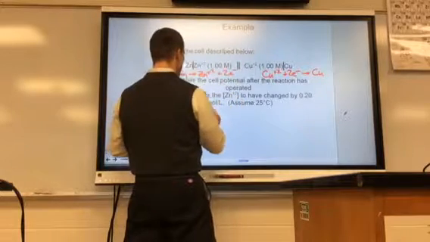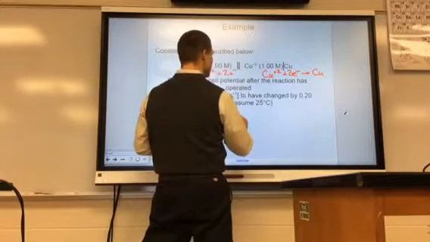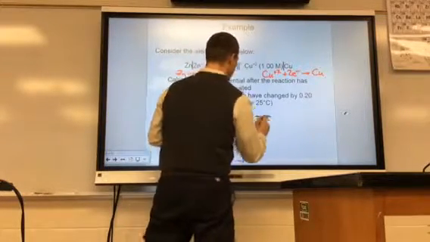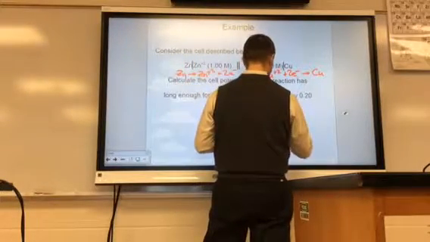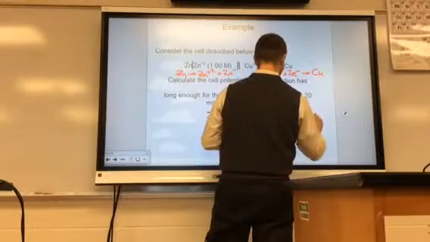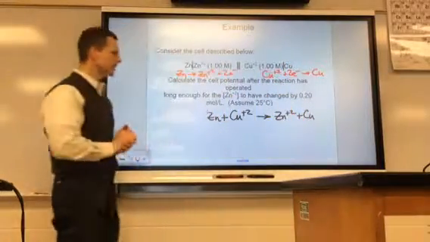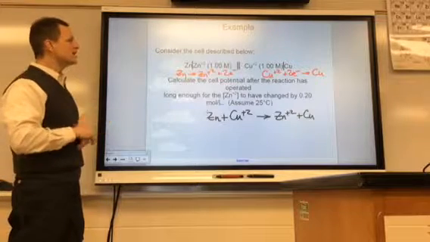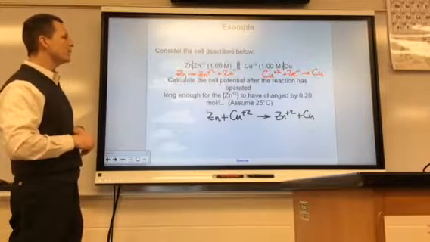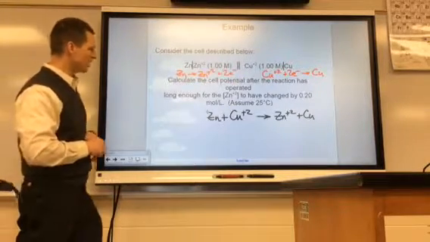Okay, so we have zinc plus copper plus 2. There's our reactants of this thing when I add these two reactions together. And then we have zinc plus 2 and copper. So very simple chemical reaction. The question is, what is the cell potential after the reaction has operated long enough?